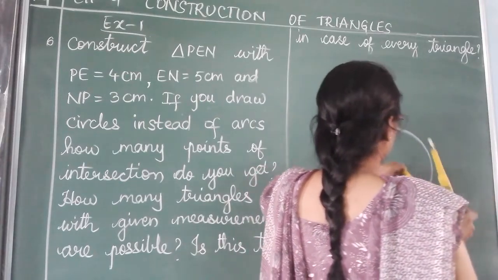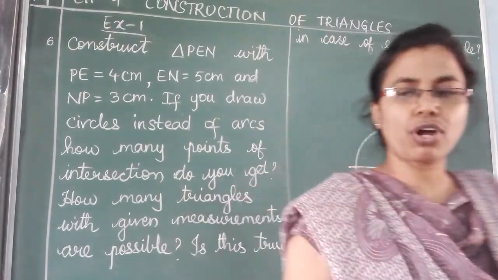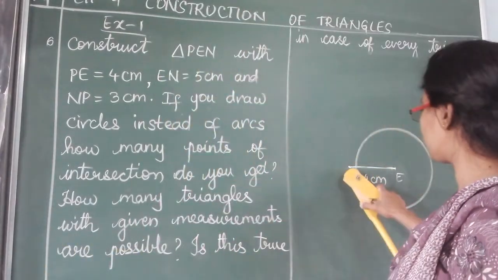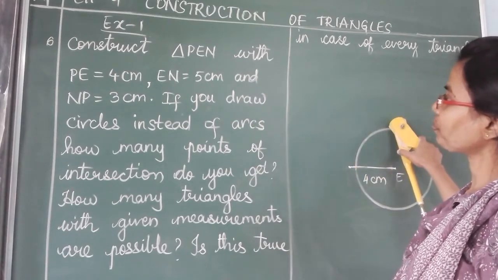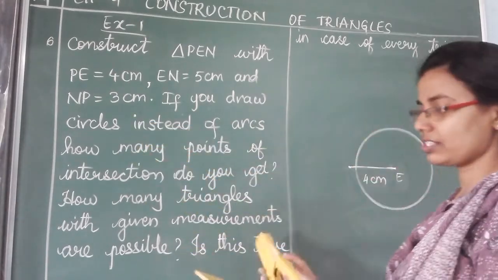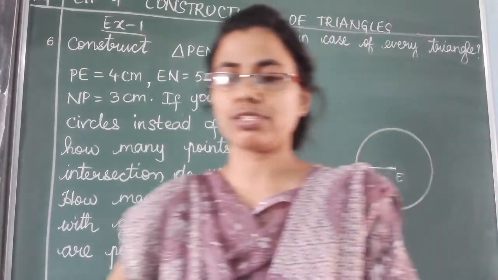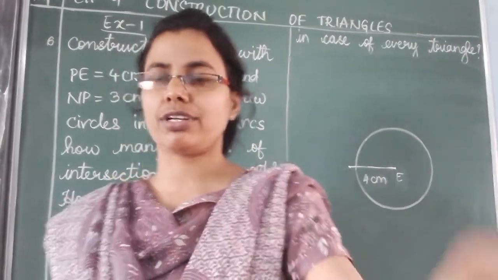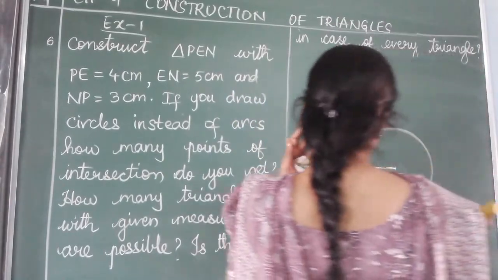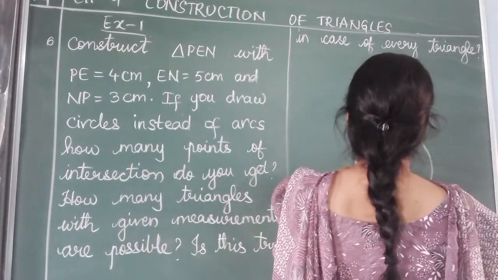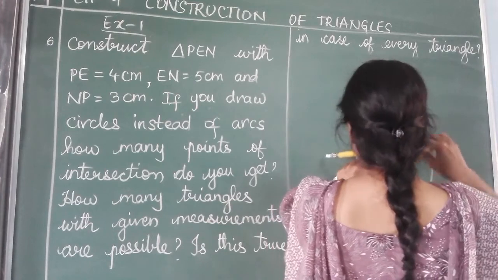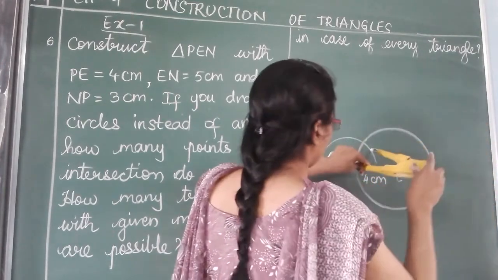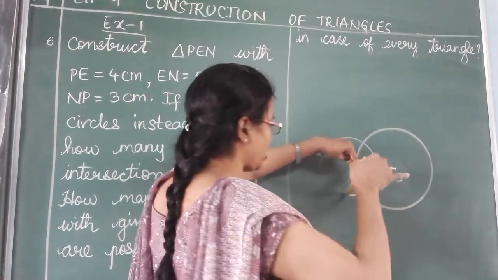Okay. So this is one circle that we have got, and now you take the length of this P. NP is 3 centimeters. So reduce the size of the measure to 3 centimeters. Okay. So here I have measured 3 centimeters, and now I am going to draw a circle. So this is 3 centimeters.